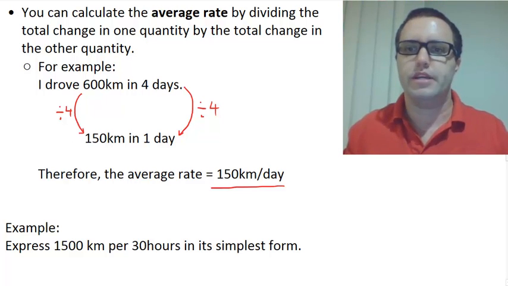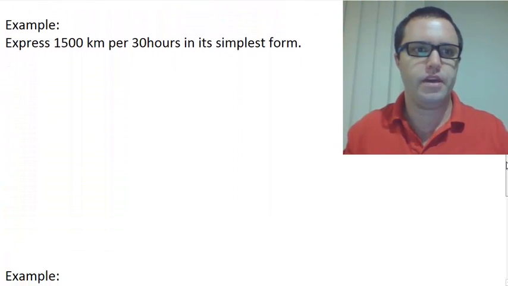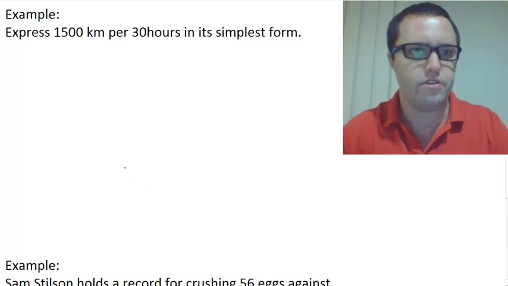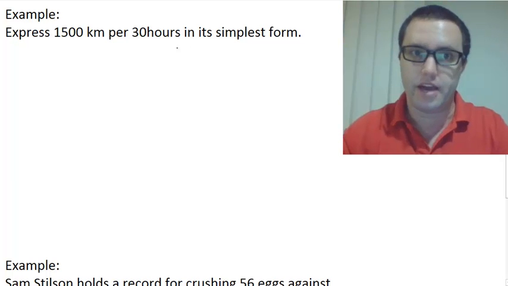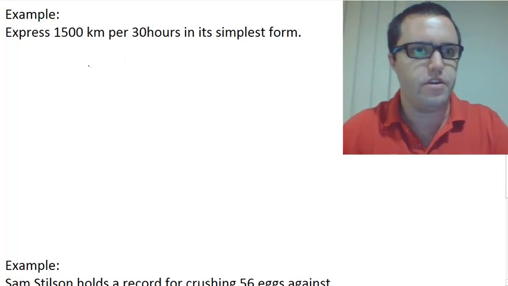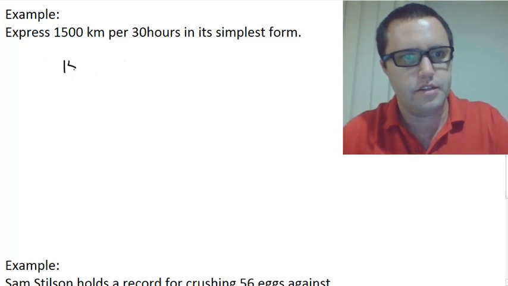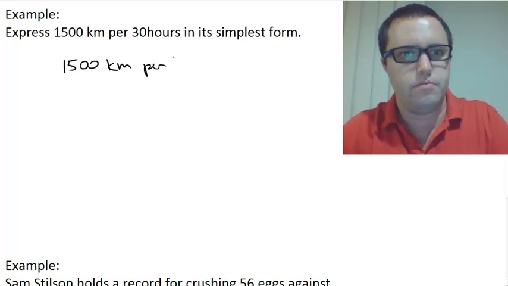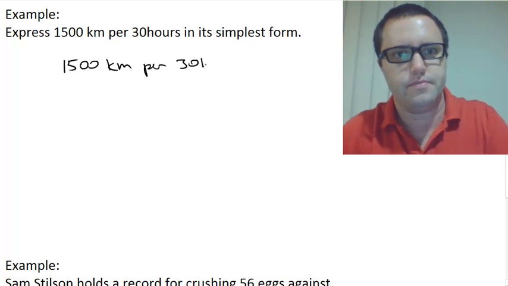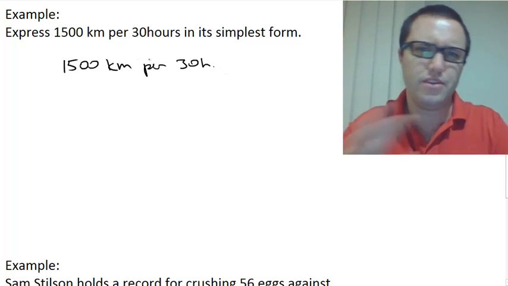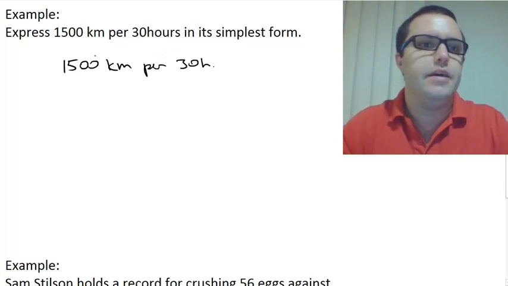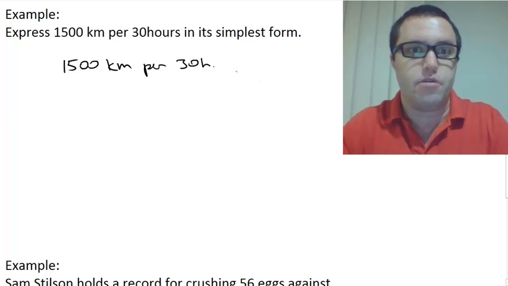Right, a couple of quick examples. Example number 1: express 1500 kilometers per 30 hours in its simplest form. So, first off, we want to write 1500 kilometers per 30 hours. Well, when you're doing simplest form, you're trying to get one of them down to 1. But let's do it sort of properly, and we'll have a look.